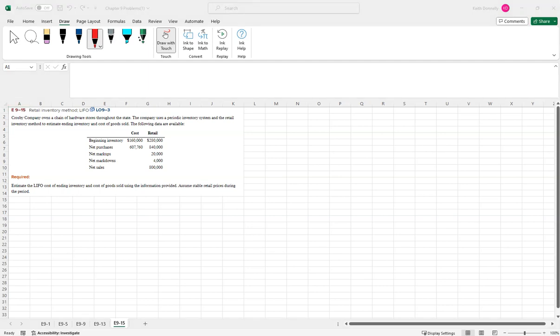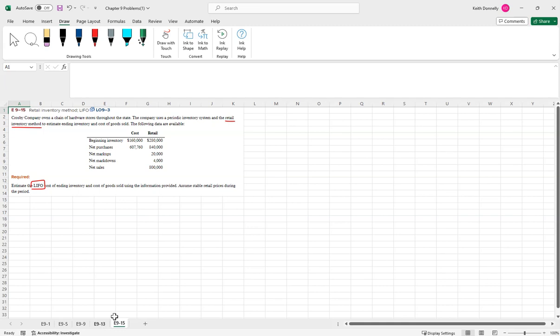All right, one more problem to go here. So they're giving us some information. They're saying the company uses the periodic inventory system and the retail inventory method. Specifically, they're using the retail inventory method with LIFO. Assume stable retail prices. Can you please figure out ending inventory and cost of goods sold?